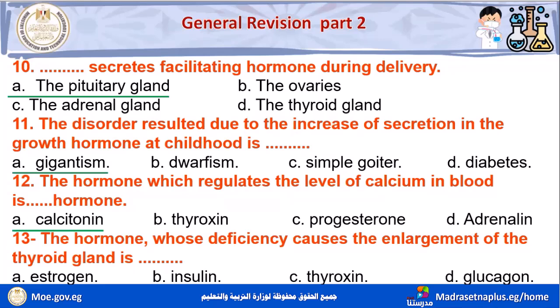Question number 13. The hormone whose deficiency causes the enlargement of the thyroid gland is space. Letter A, estrogen. Letter B, insulin. Letter C, thyroxine. Letter D, glucagon. The hormone whose deficiency causes the enlargement of the thyroid gland is thyroxine.